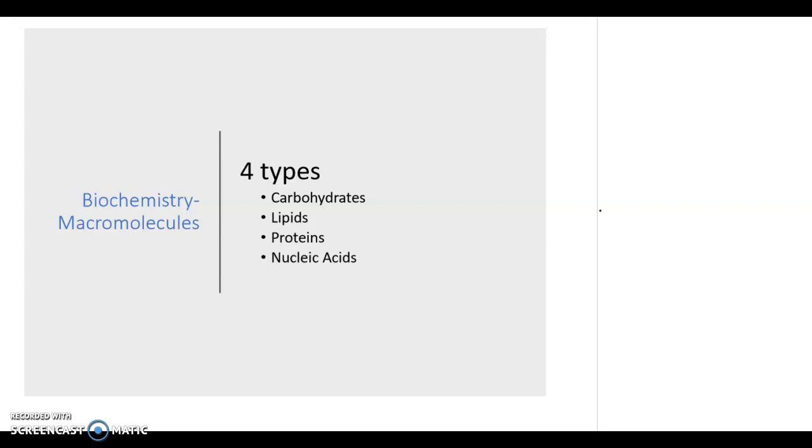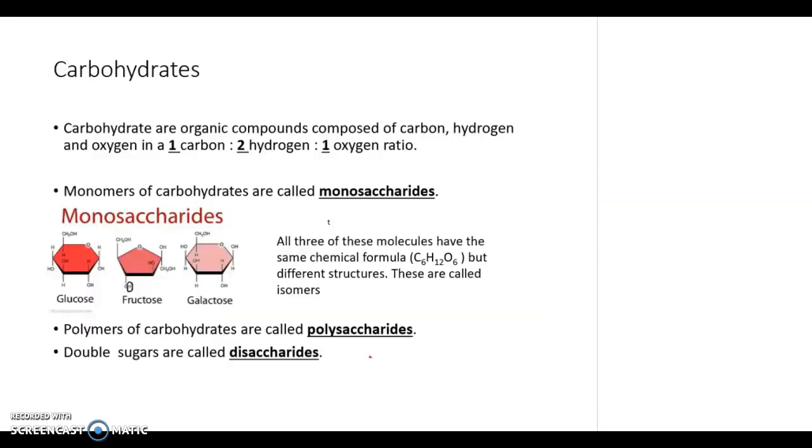We are going to talk about macromolecules. So macro is large, so we're going to be talking about large molecules. There are 4 groups of large molecules: carbohydrates, lipids, proteins, and nucleic acids. We'll start off with carbohydrates.